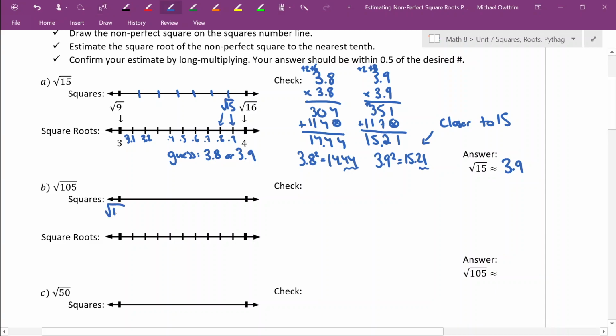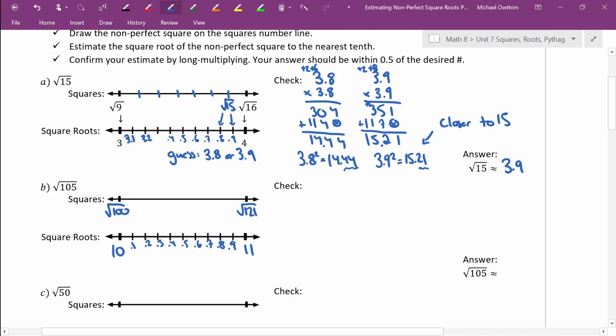So we want to think about which perfect squares from our memorized list are around 105. I know that square root of 100 is 10, so 100 is a perfect square of 10. And then the next largest perfect square is 121, which is the square of 11. So again, I know my number here is going to be between 10 and 11, and I know that it would be like 10.1, 0.2, 0.3, 0.4, 0.5, 0.6, 0.7, 0.8, 0.9, and then 11 would be my next whole number there.